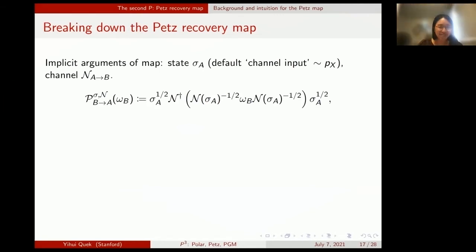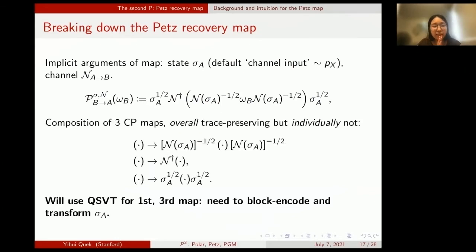Okay, great. So we're now going to outline a three-step algorithm for implementing the map. If we break down the Petz map, we'll realize that it's a composition of three maps, which are overall trace preserving, but each of them is individually not trace preserving. The input to this Petz map is some state in the B system. Remember, we're trying to do the reverse of this quantum noise channel. We're trying to take B to A. So omega B is the input to this Petz map.